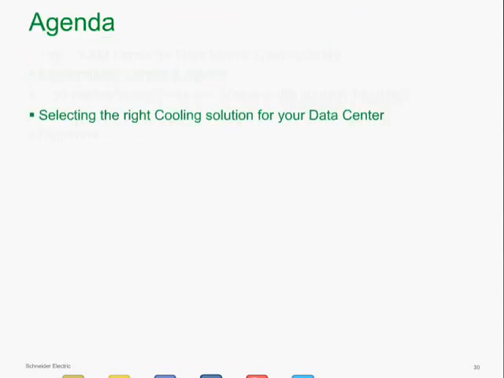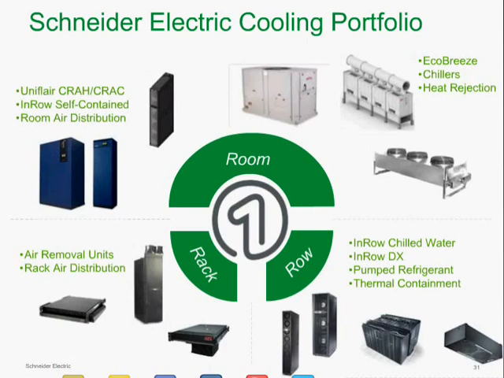So we talked a little bit about how you get some sense out of this for your own facility, and where do you start? Well, I thought one way to do that would be to look at our own portfolio at Schneider Electric, and really when you segment our own solutions, we've got it broken down by rack, row, and room. And there's a lot of products on this slide, so it's really challenging to say, well, where do I start? I mean, should I be going with a perimeter cooling unit? Should I be doing an indirect air economizer? Should I be going with an in-row cooling solution? How do I make some sense of this?